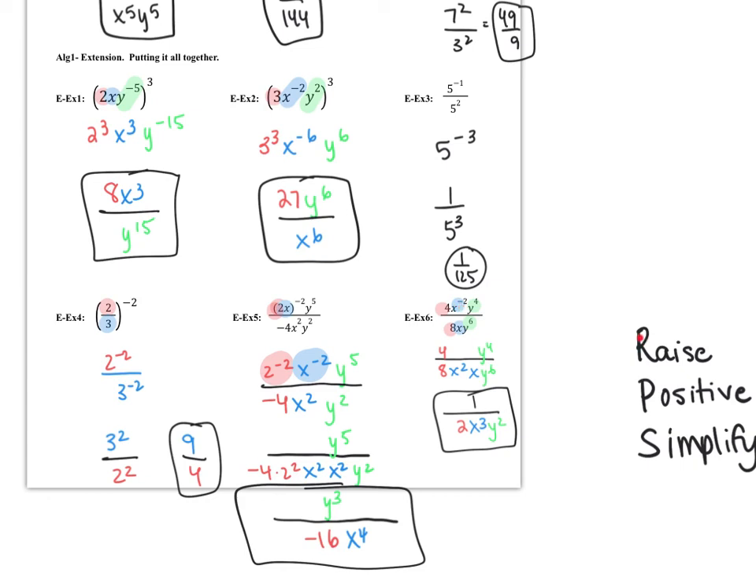On example 6, I began by bumping down the x to the -2nd. There was nothing to raise because there's no parentheses that have an exponent attached to it. So I dropped down the x to the -2 and made it x squared. Everything else stayed where it was.